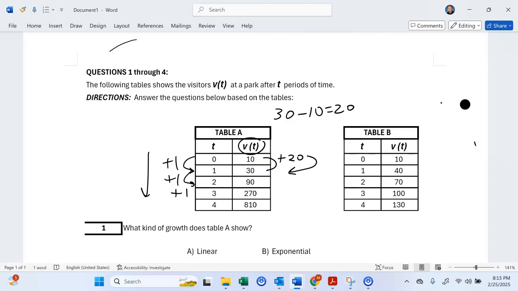But we have to see if it continues. So the next one is 90. So does this pattern continue? So we go, what is 30 plus 20 equals 50? But this is 90, so that's not the same. So it's not going up by plus 20. So let's look at multiplication then. Let me go ahead and clear this out.